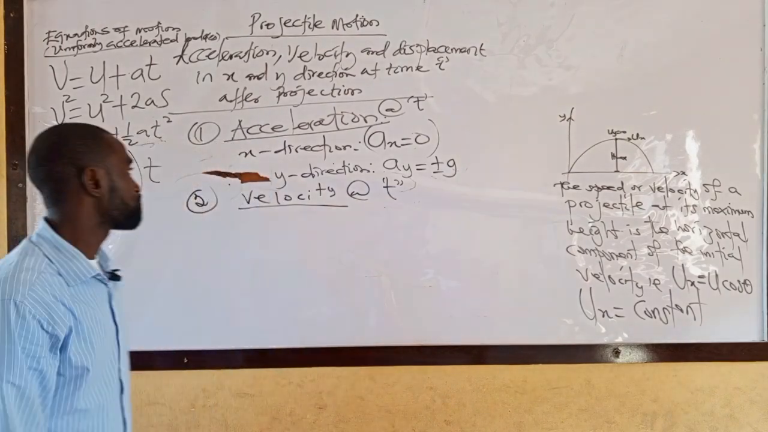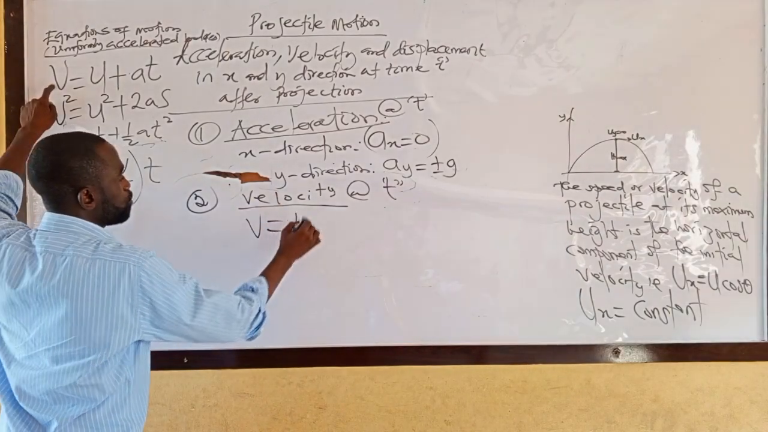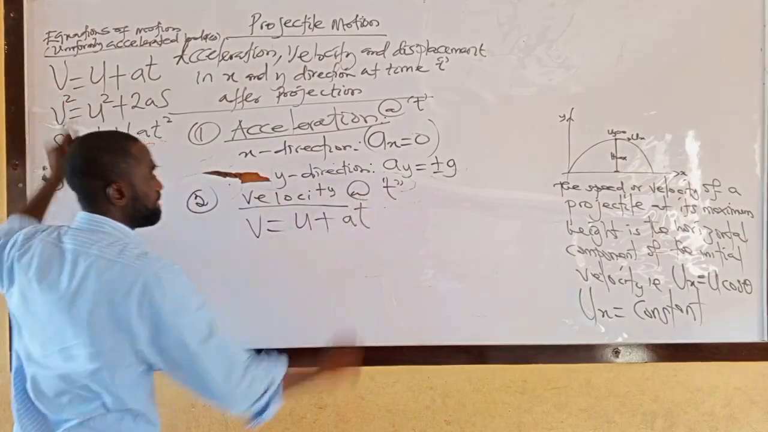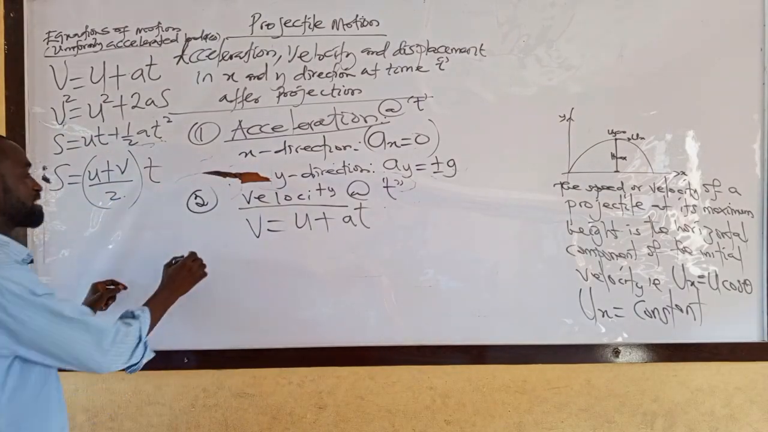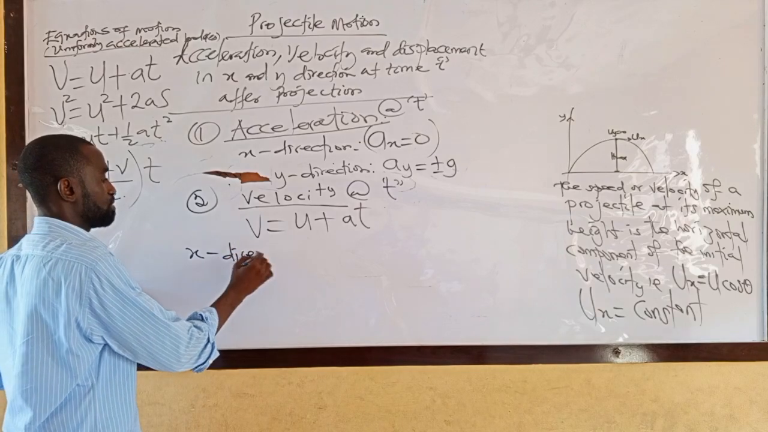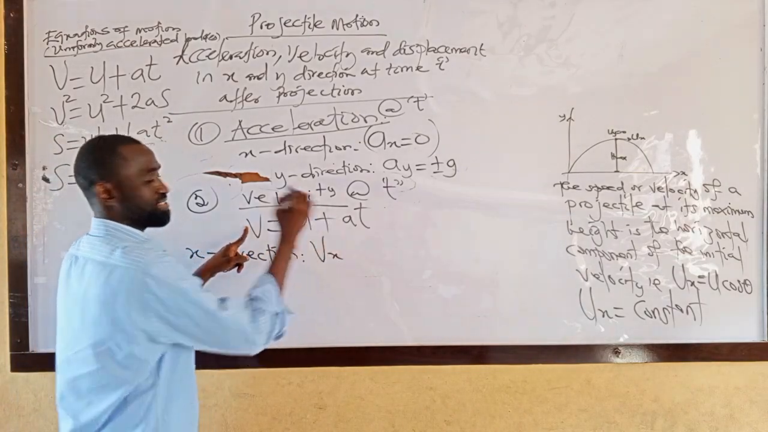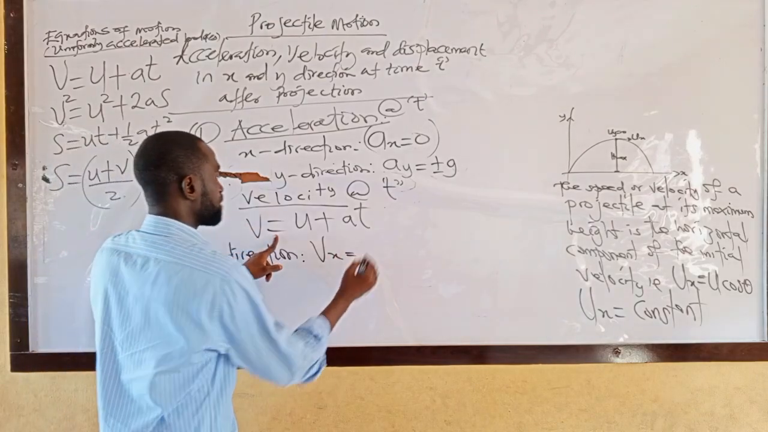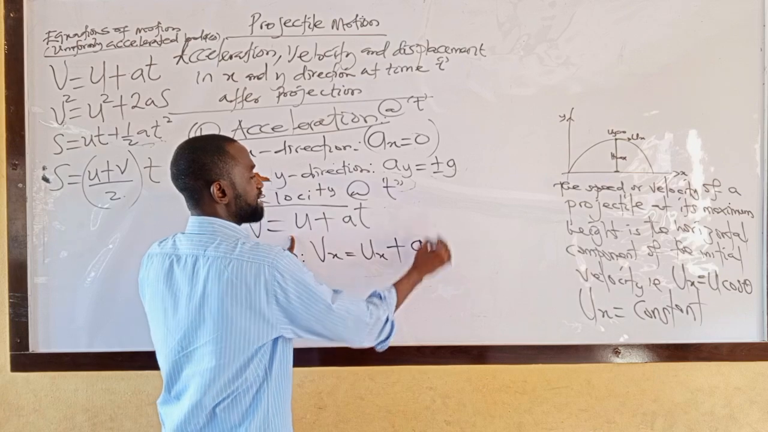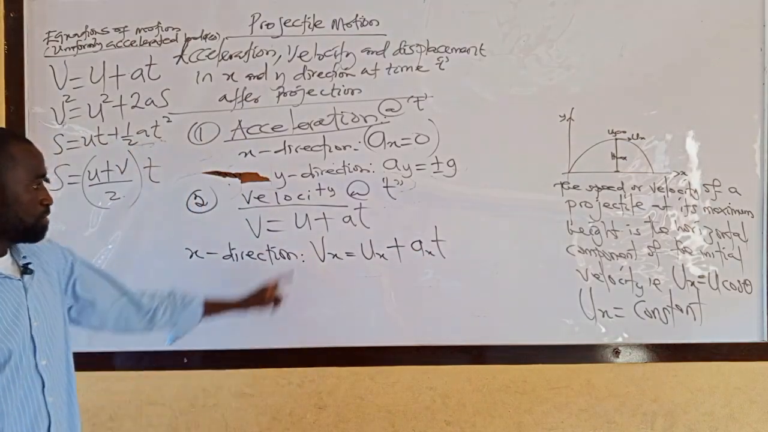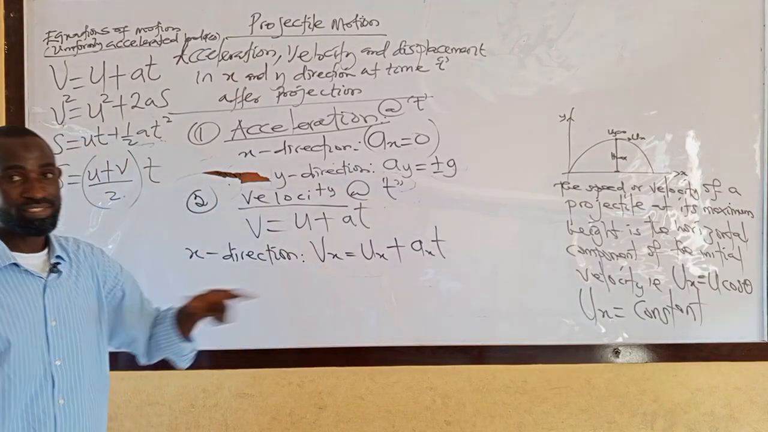So let's go for the first one. If I take v equals u plus at, I want to know the velocity in the x direction. So for the x direction, this one will become v of x equals u of x plus a of x times t. U of x direction, a of x direction, v of x direction.